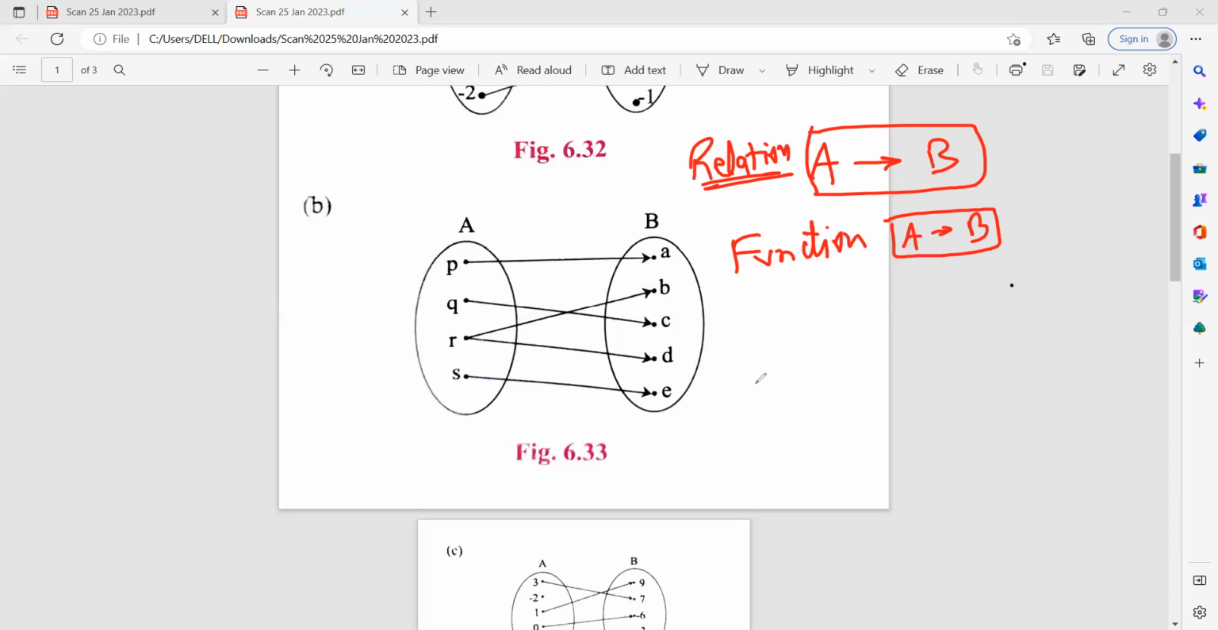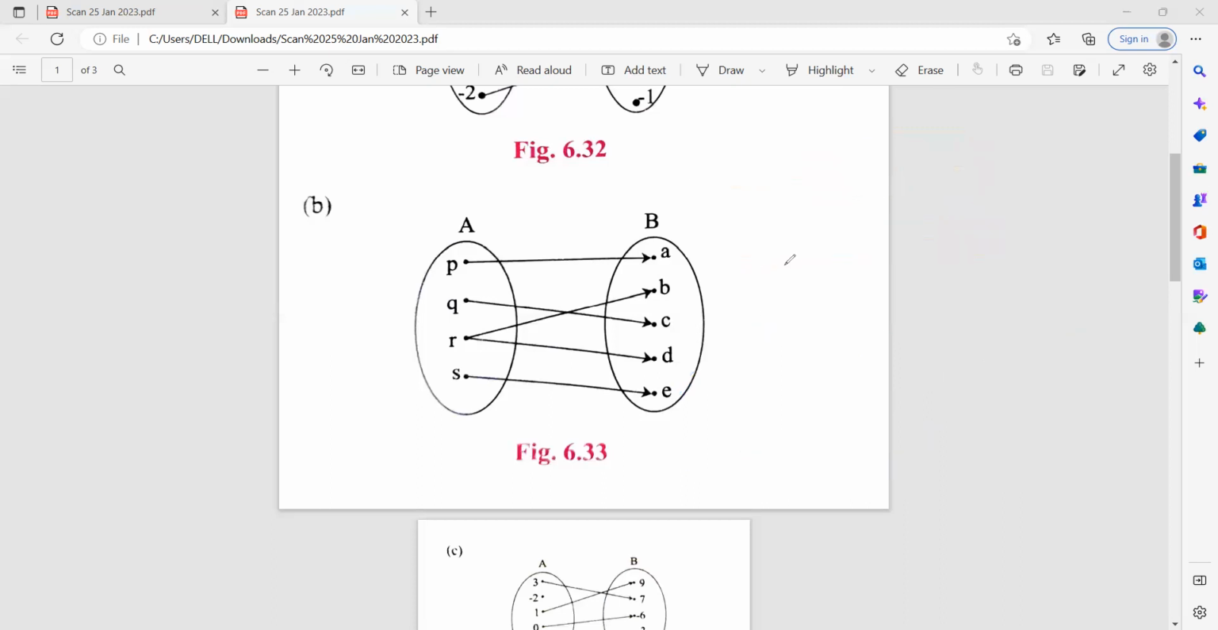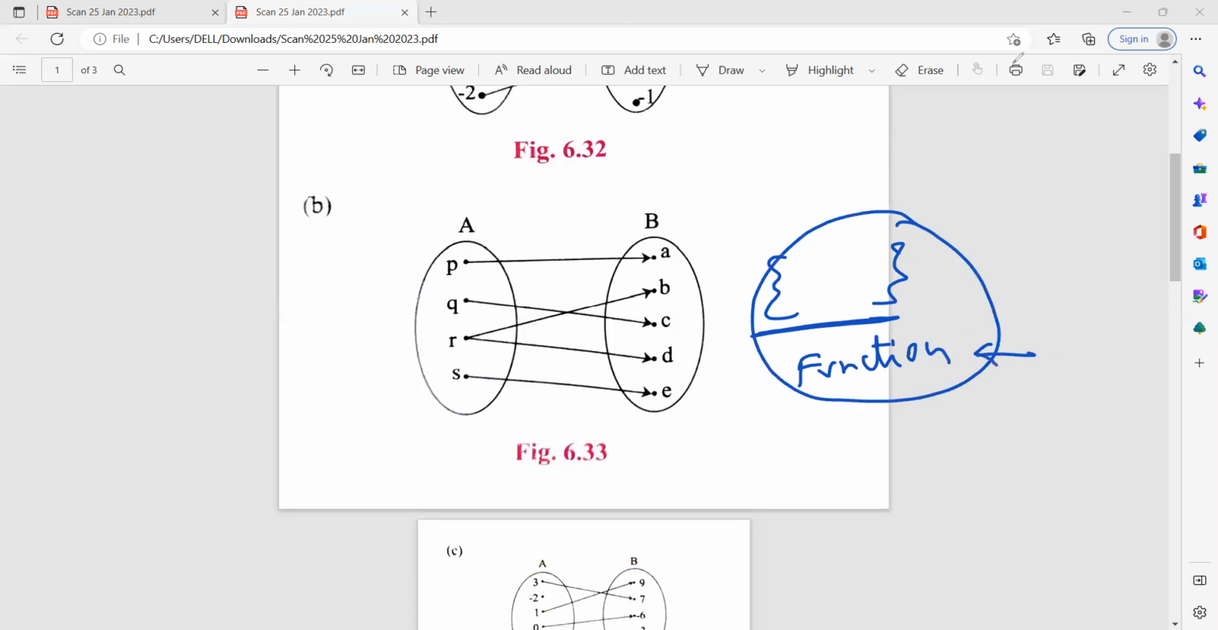If you have a particular relation, say there is a set, and this set is a relation. Now the question is whether this set is also a function. The answer can be yes, the answer can be no. Either of them is possible. So remember that all relations are not functions. At the same time, if you have a function, then it is always a relation.